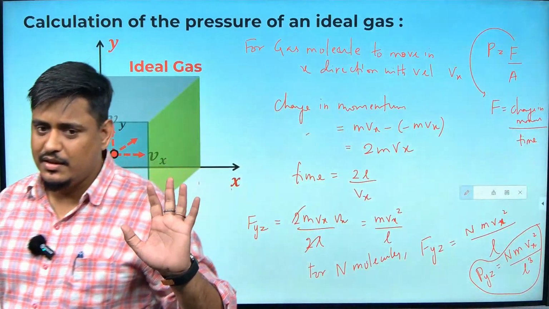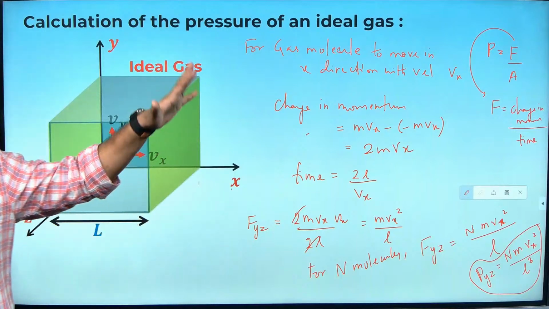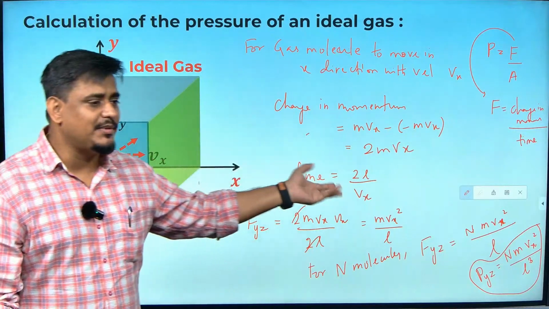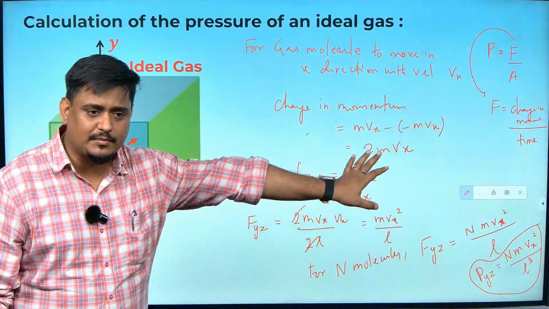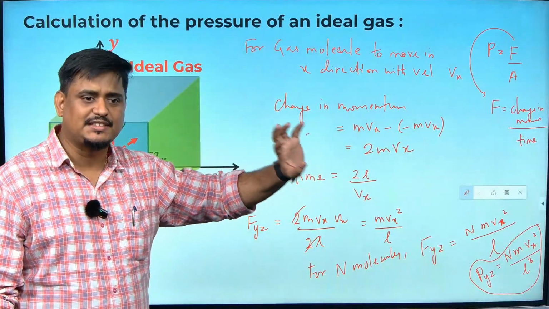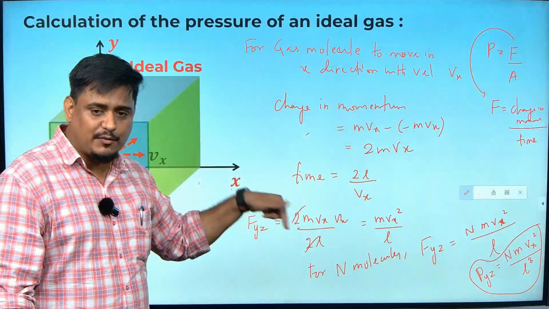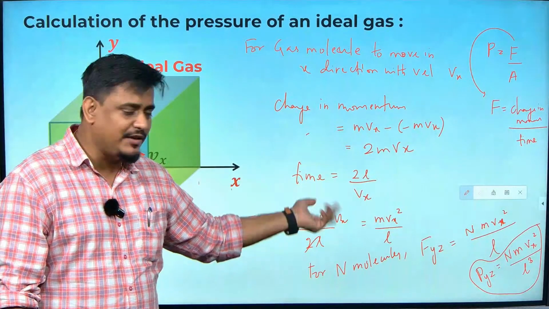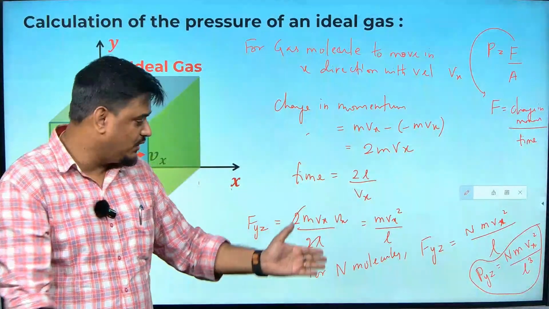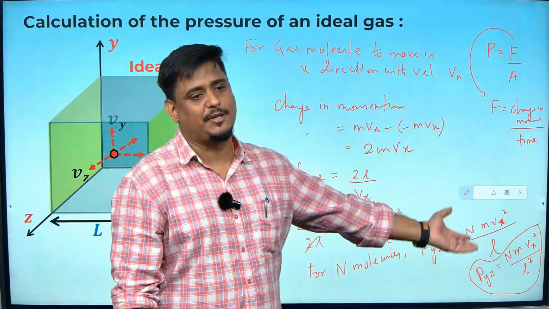Very simple. Pressure is force by area. Force is change in momentum by time. Change in momentum is initial momentum minus final momentum. We found initial momentum, we found final momentum, subtracted both, we got change in momentum. Then we found the time taken for this, which we got as 2L by Vx, divided both, got the force. For n molecules, got the force. For n molecules, got the pressure.